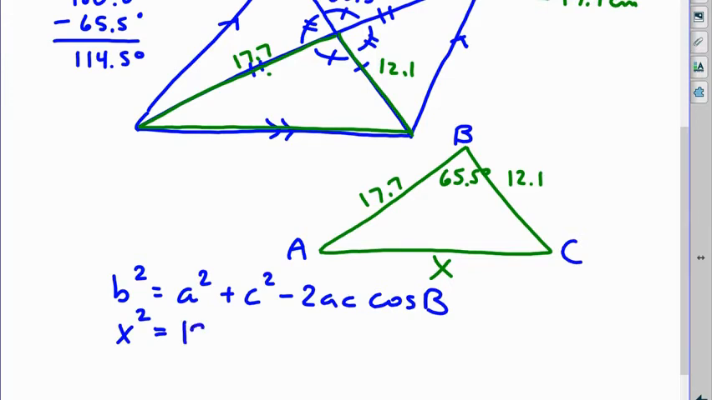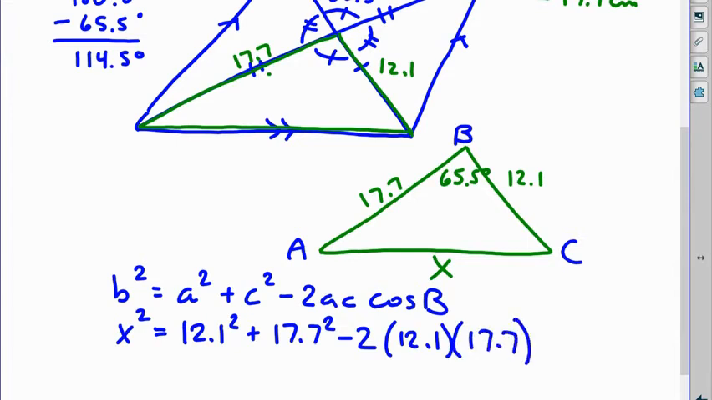Okay, side A: 12.1 squared plus 17.7 squared minus 2 times 12.1 times 17.7 times cosine 65.5 degrees. I'm just going to punch it into the calculator to show you how to punch something like that in, because if anybody's having trouble with this section, it's usually about how to punch things into the calculator.